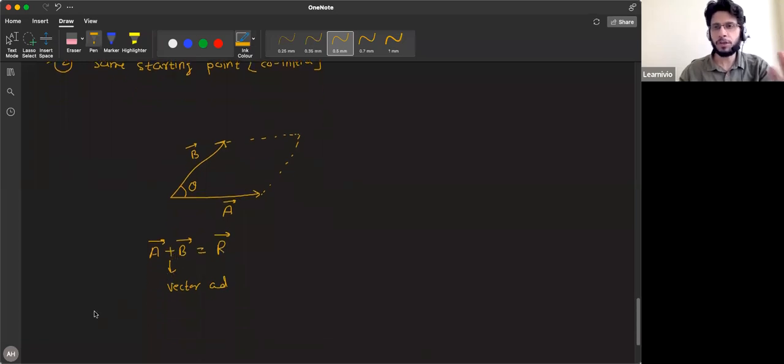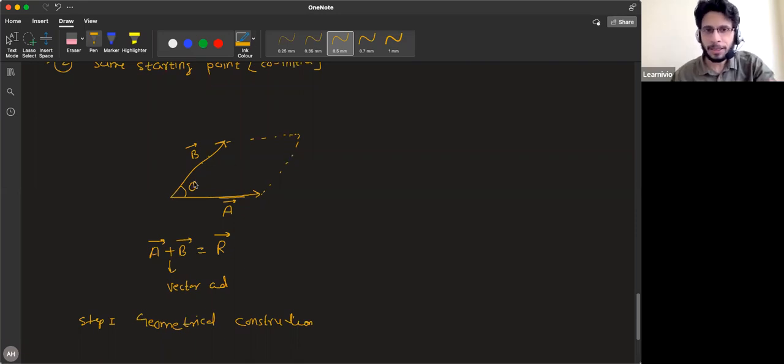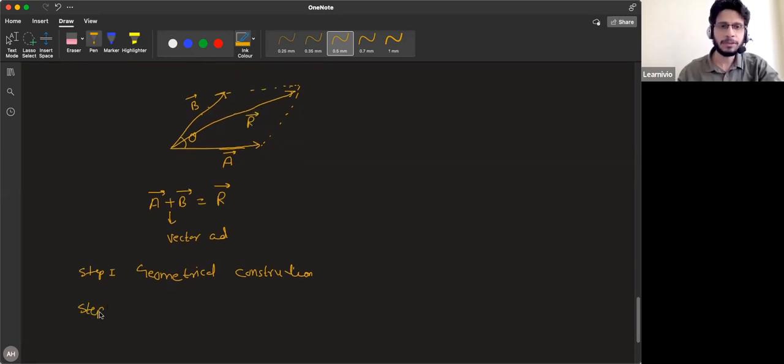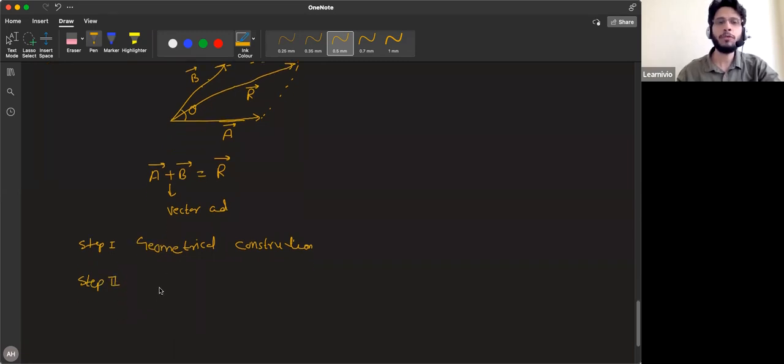Solving this vector addition will involve 3 steps. Step 1, it's geometrical construction. Geometrical construction means you will take sides. This is vector A, this is vector B. You will take a side parallel to vector A, then you will take a side parallel to vector B. This is the complete parallelogram. The diagonal of this parallelogram will represent the resultant vector R. That's the first step. The second step is you have to calculate the magnitude.